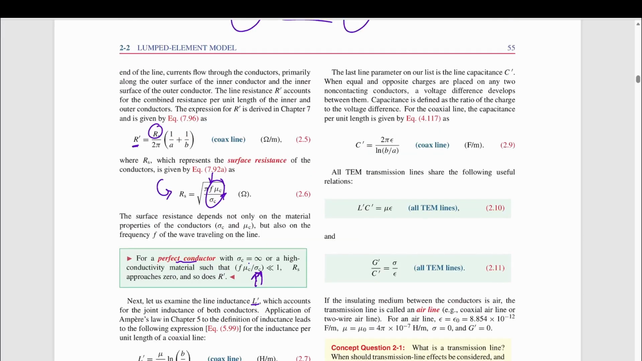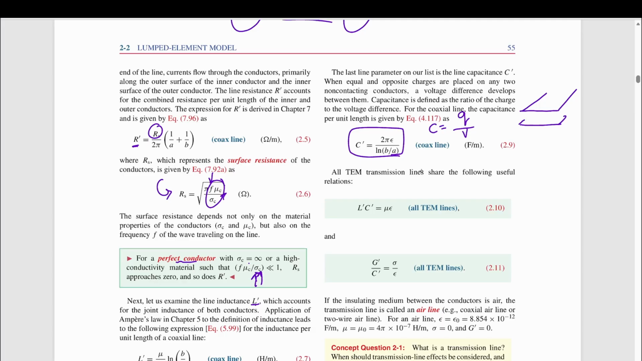The last line parameter on our list is the line capacitance. When equal and opposite charges are placed on any two non-touching conductors, for example if we have those two plates, a voltage difference develops between them. Capacitance is defined as the ratio of the charge to the voltage difference. For the coaxial line, the capacitance per unit length is given by this equation.